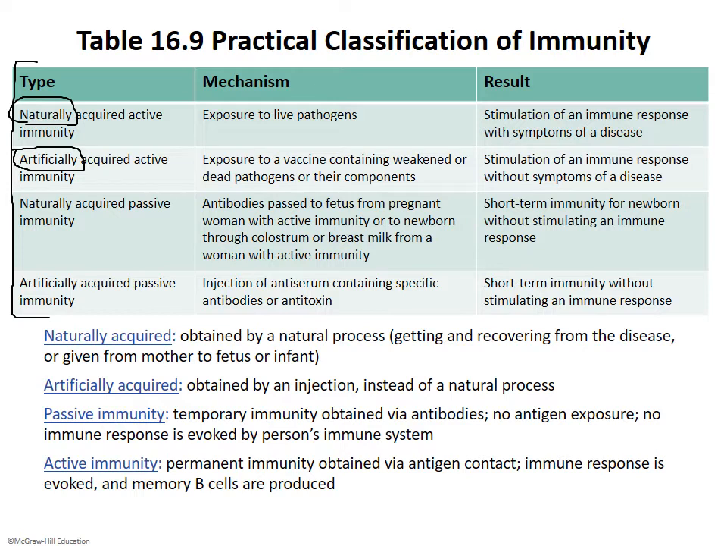One word is called active. Its counterpart is called passive. Natural means it happens as the way nature intends it. Artificial means it's from a test tube. Active means that my body actually takes part in what's going on. Passive, my body doesn't take part in what's going on. Now, if we take those two and just play mix and match, we have naturally acquired active immunity.